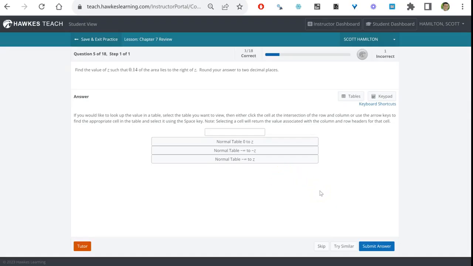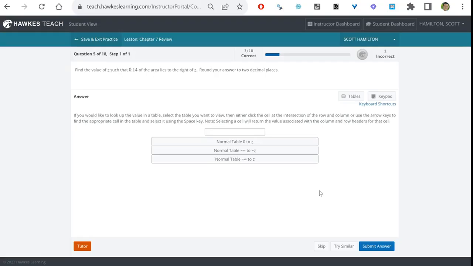All right, now for this one, it's asking us to find the value of z such that 0.14 of the area lies to the right of z. We'll round our answer to 2 decimal places. There are at least 2 different ways to do this. We just have to realize what that question is asking us. My area to the right of z is asking for the upper part of our distribution, but our table only gives us the area to the left of our z, always.